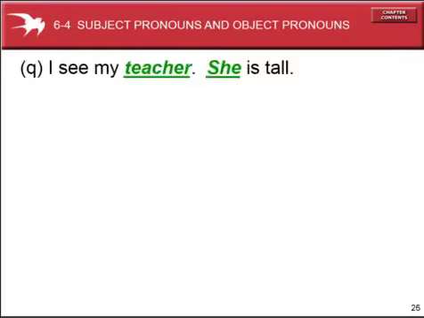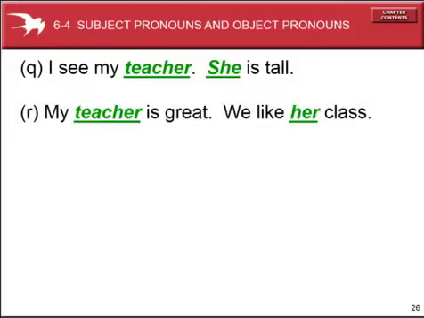So, I see my teacher. She is tall. Now, what is the pronoun? A pronoun is a replacing word. The word which is used instead of the noun is called the pronoun. Here she is used instead of the teacher. She is tall. Here she is used as the subject. This is a subjective form.